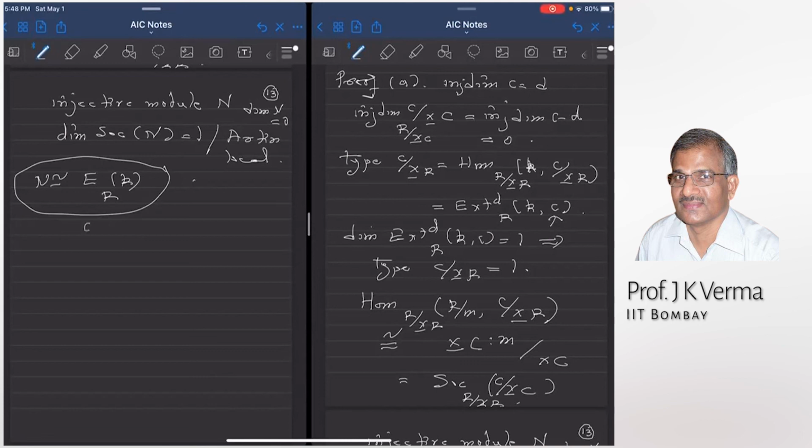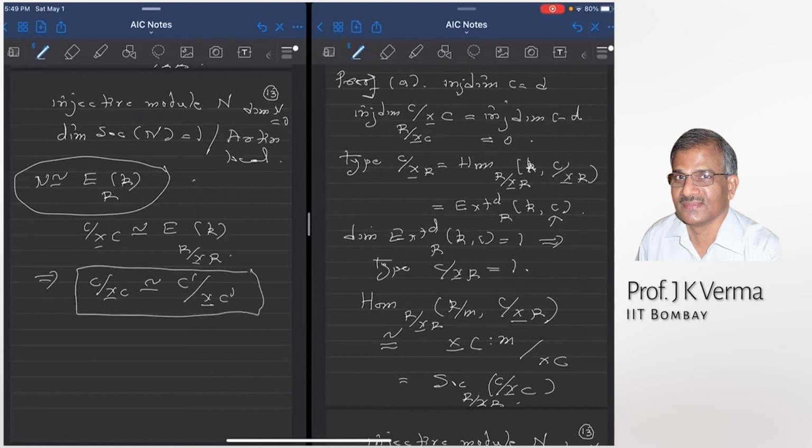So that says that this C mod XC, its injective dimension turned out to be 0. So C mod XC is an injective module over R mod XR of type 1, and therefore this is isomorphic to the injective hull of the residue field of R mod XR. And this says that C over XC is isomorphic to C prime over XC prime. Both are isomorphic to the injective hull over R mod XR.